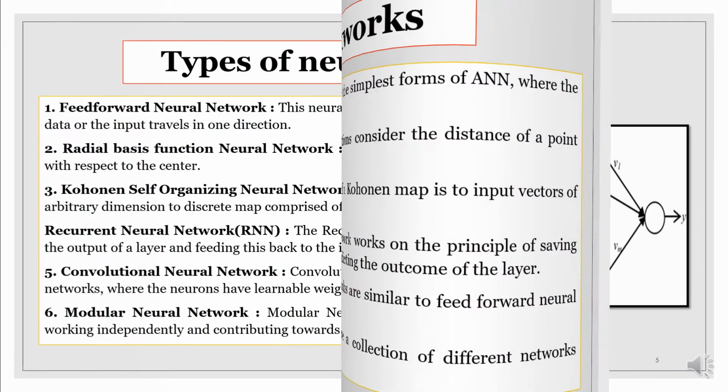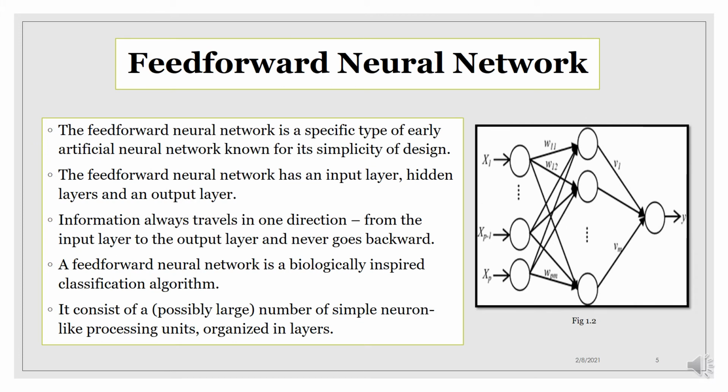Next comes the feed forward neural network. What is a feed forward neural network? It is a specific type of early artificial neural network. Early, why? Because it is the first, basic one. It has a very simple design, as you can see in the diagram. It takes inputs in the x1, x2, xn format, then it carries weights, then it processes them, and in y it gives you the output.